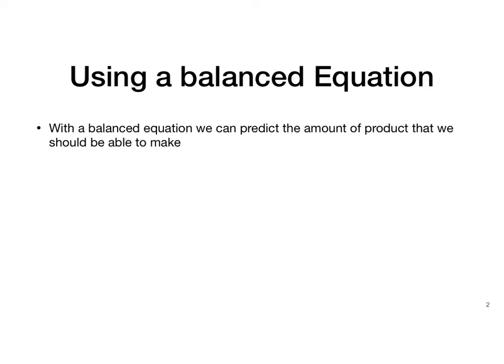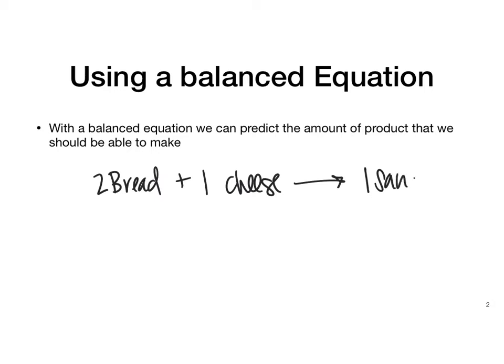So let's think about this in terms of something that we've all encountered, or if you haven't, we can picture it: a grilled cheese sandwich. And these are traditional grilled cheese sandwiches. It takes 2 pieces of bread plus 1 cheese to get 1 sandwich.